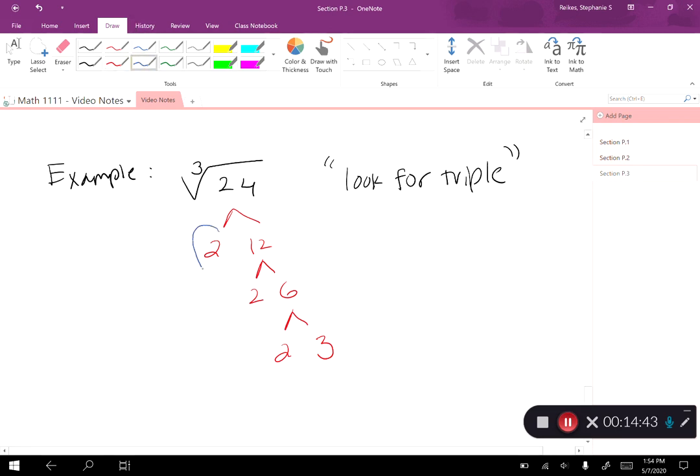This time, let me change up the color. I'm going to change to blue so I can see my triplet. I have a triplet of 2's with a 3 left over. So this means I take out 1 for every triplet, so I have a 2 that comes out, cube root, a 3 left over. So that's the simplification. Cube root of 24 is equivalent to saying 2 cube roots of 3.